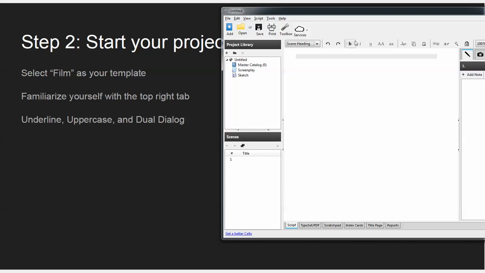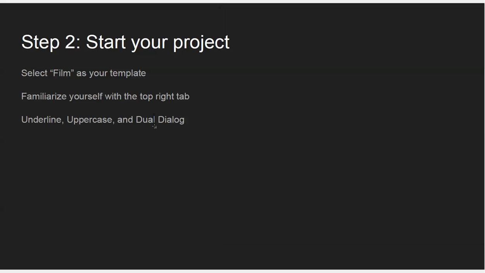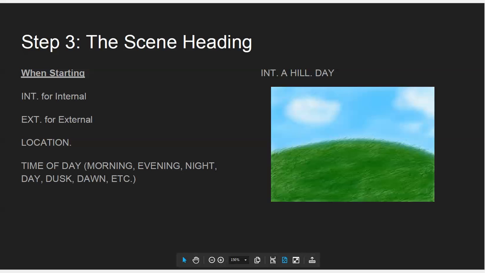The next thing you need to know about are the underline, the uppercase, and the dual dialogue buttons. Those are really the only ones you'll be using if you want your script to look professional. The rest of them, you don't really have a use for in this program, unless you want to be special. So step 3 is our scene heading.